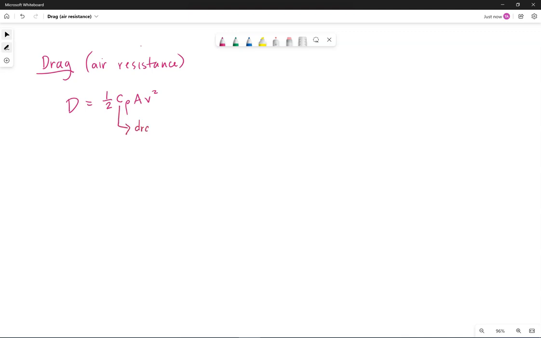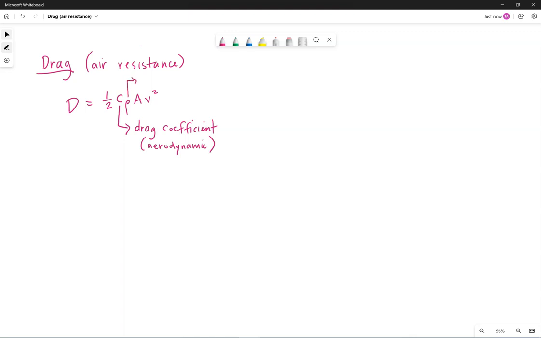This capital C is called the drag coefficient. It is a number. It has no units. It's a number associated with how aerodynamic the object is, how easily the air can flow around the object. So that's specific to the object itself and how it's oriented facing into the air, into the direction of motion.